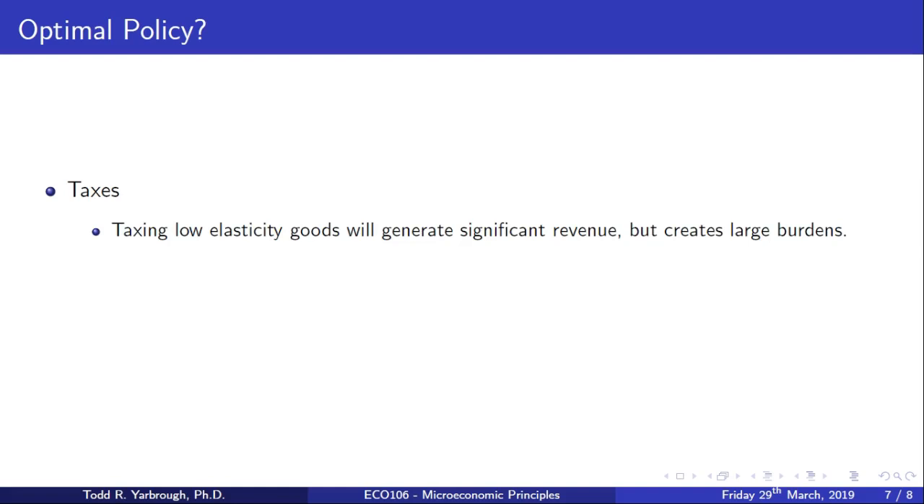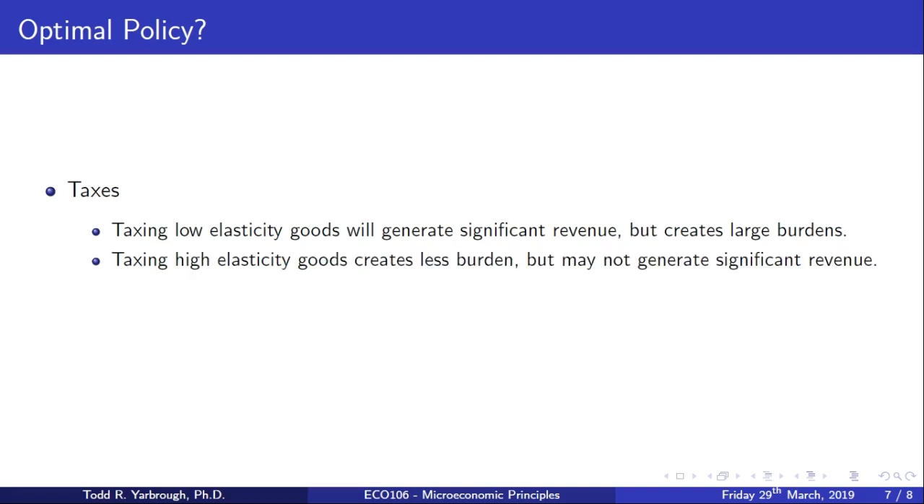If we tax low elasticity goods, things that are considered necessities, like milk or bread or electricity, this is of course going to generate significant revenue, but the burdens of this tax will be very large, and especially large on low-income individuals. And so, if the goal of a tax is to generate revenue, we may target these low elasticity goods, like say gasoline for example. However, we have to keep in mind this generates large burdens, especially for consumers.